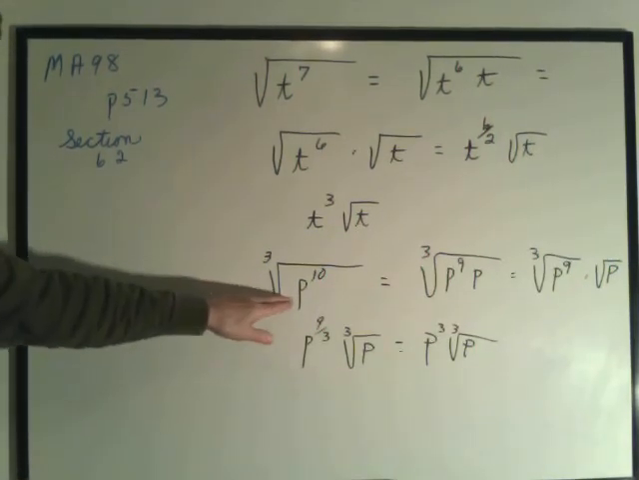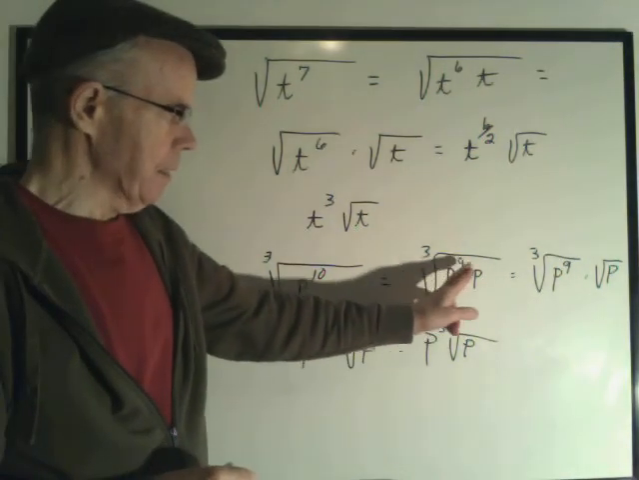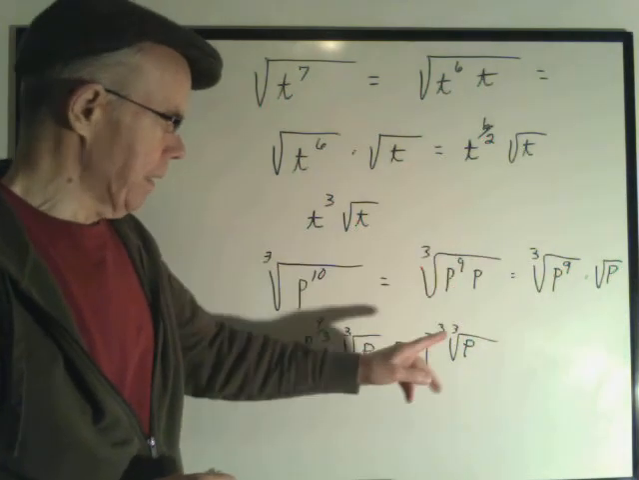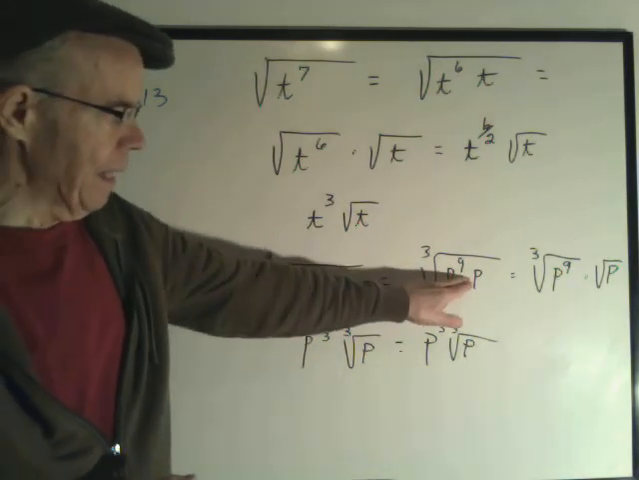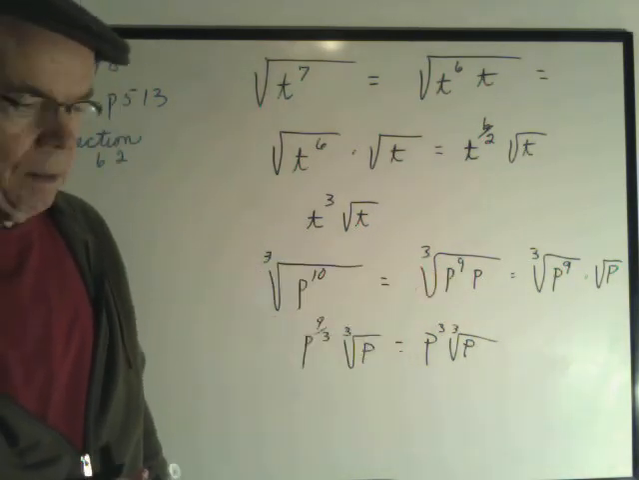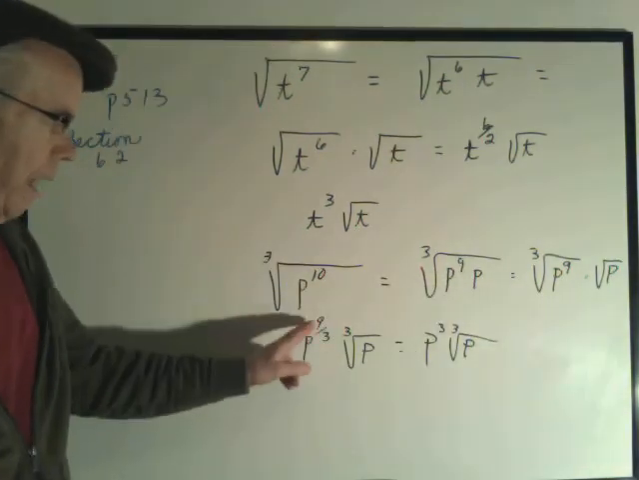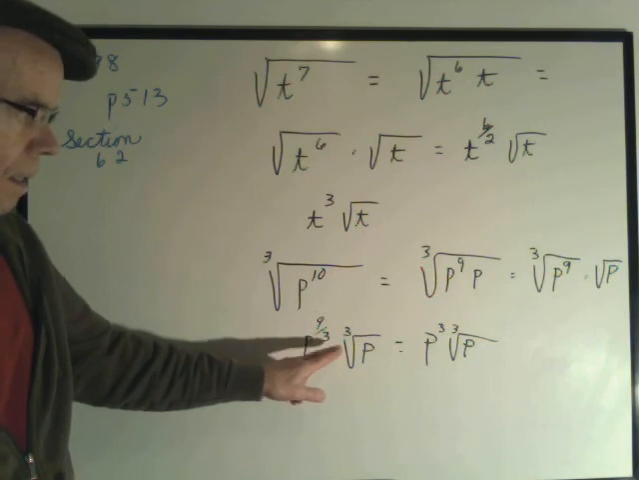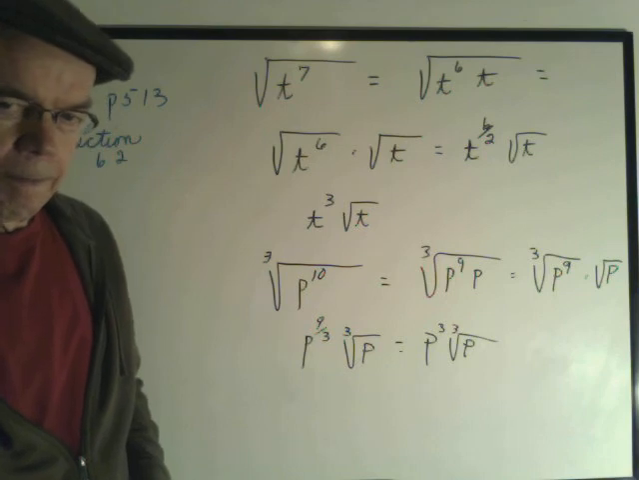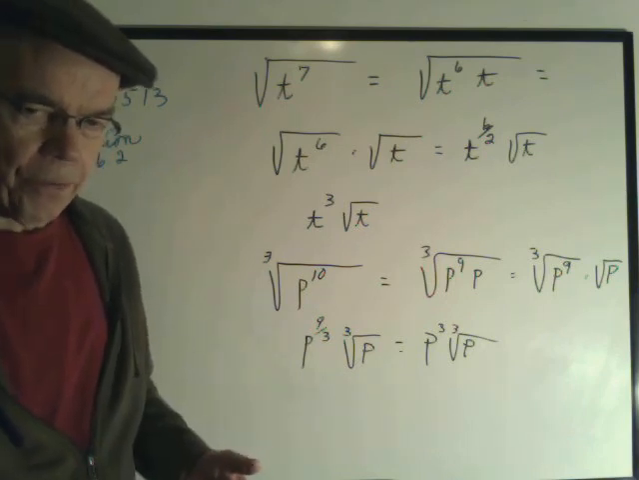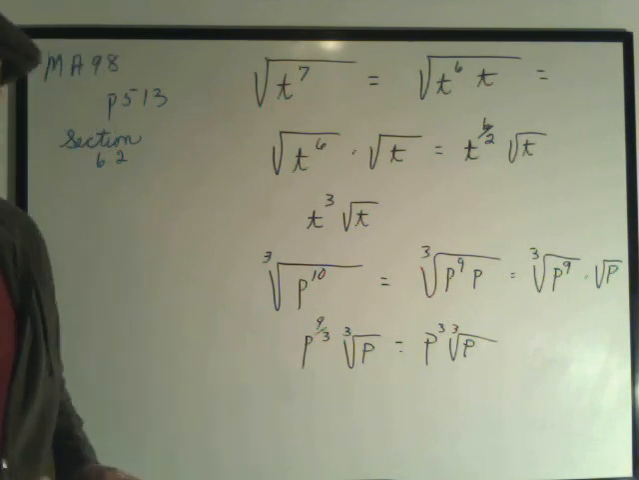All right, so p to the 10th. I can't divide 10 evenly by 3, so I break it up into p to the 9th times p, which multiplied together would give me back my p to the 10th. I can divide the 9 by 3. So 9 divided by 3 is going to be p to the 3rd times the cube root of p. And if I multiplied p to the 3rd times p to the 3rd times p to the 3rd, I get p to the 9th. All right.